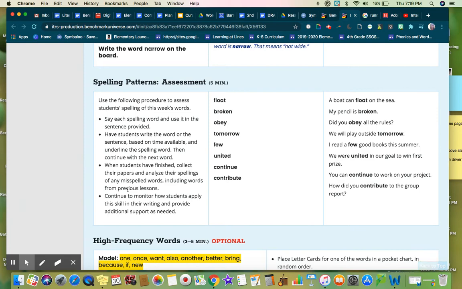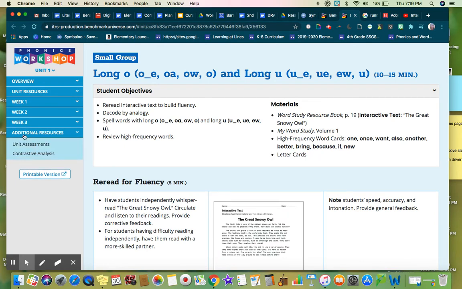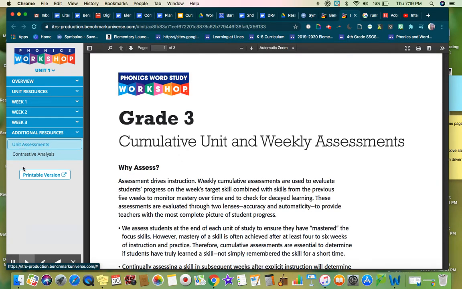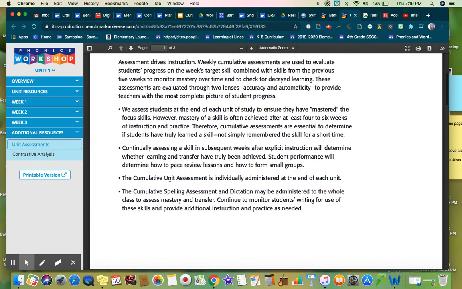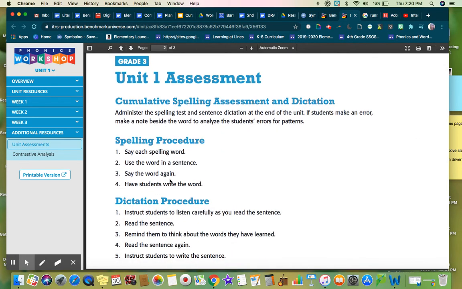So those are the weekly assessments. Now let's take a look at the unit assessment. We have 3 weeks in every unit. Then you'll click on additional resources and go to unit assessments. It does a really nice job of taking you through this, and you can read through to understand the purposes for it.